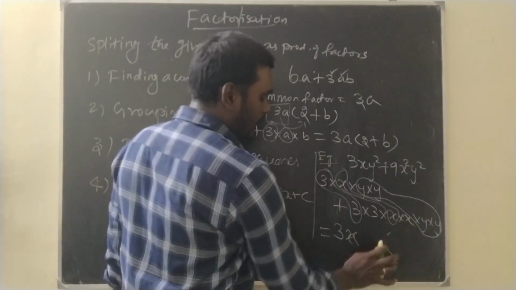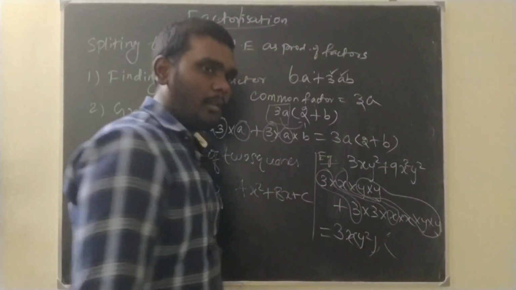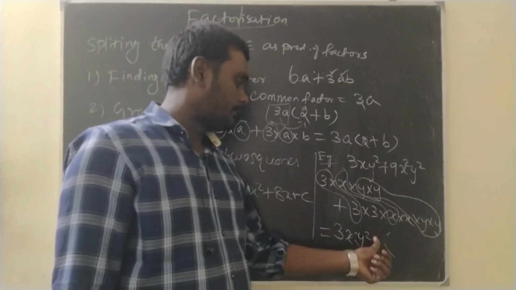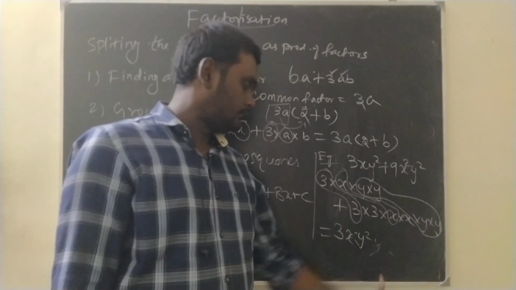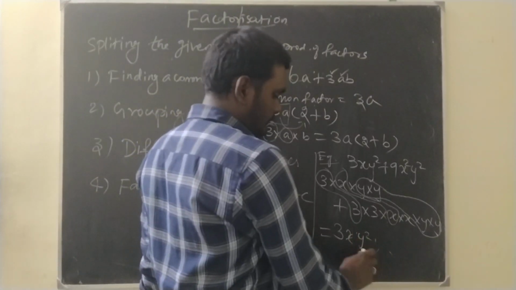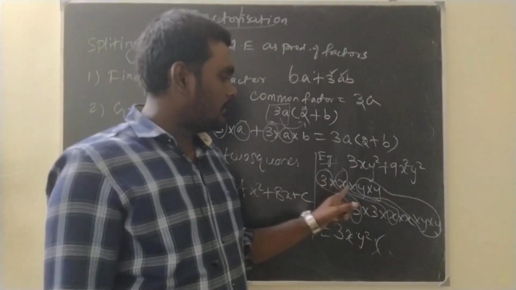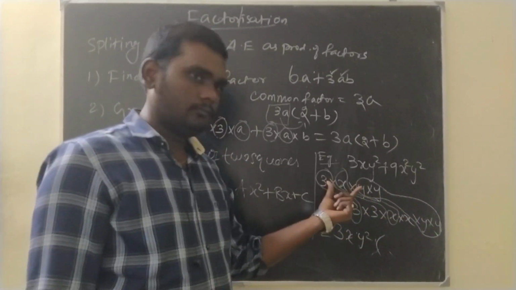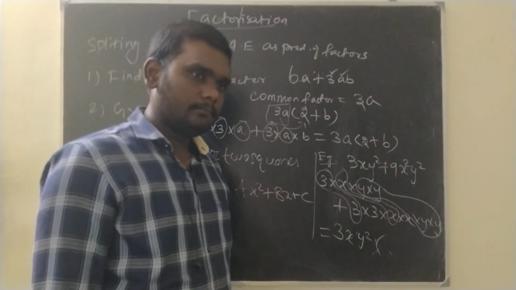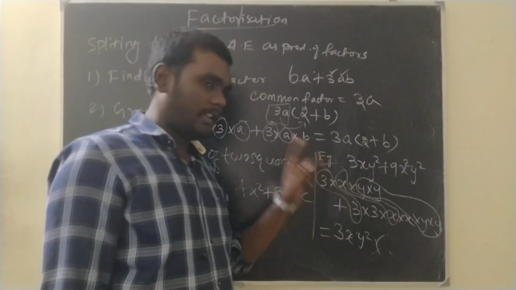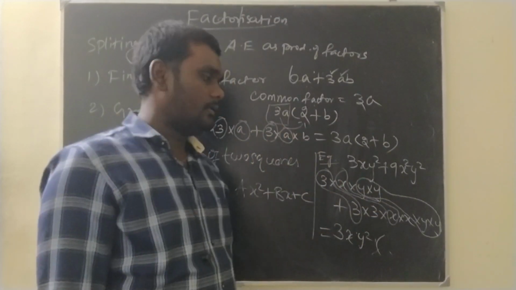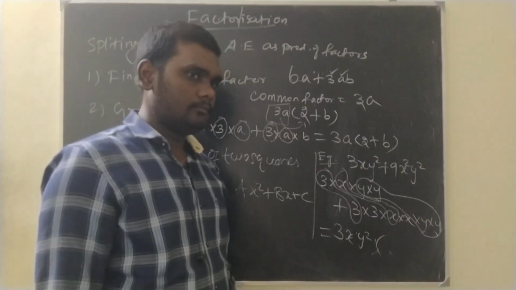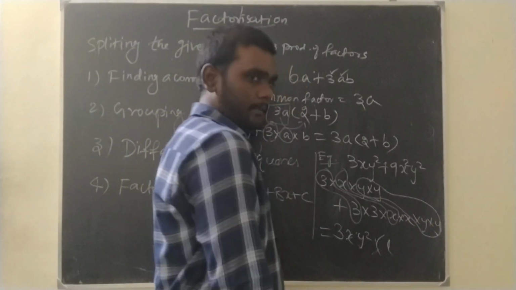Into this, we shall write simply y square, because y into y, what we are looking for is factors. 3x into y square. Then in this first term, is anything remaining? Three we have taken out, x we have taken out, y square we have taken out. Is anything remaining? No. Then 1 will be in that place.